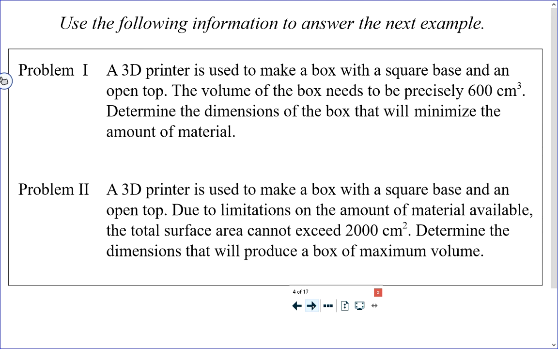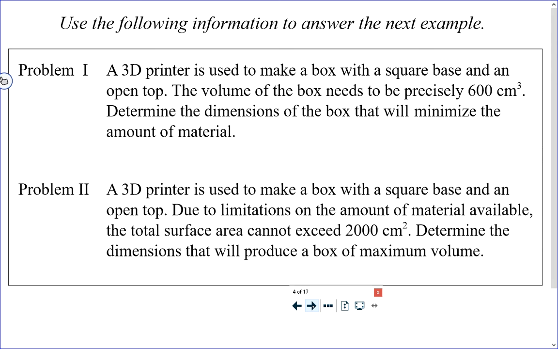And what we want to do to help the client out here is we want to minimize the amount of material. And the amount of material is going to be associated with the area of all of the sides of the box, because that's representative of the amount of material that the 3D printer is going to have to use to make the box. Now the second problem is different.